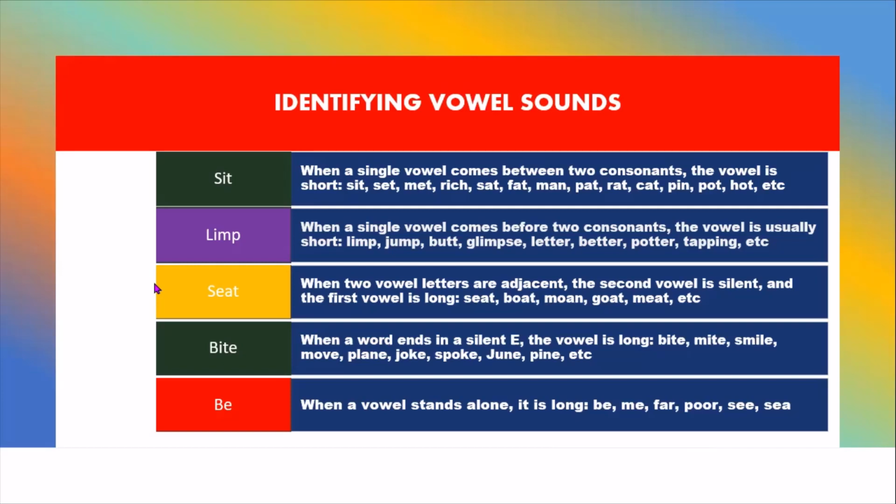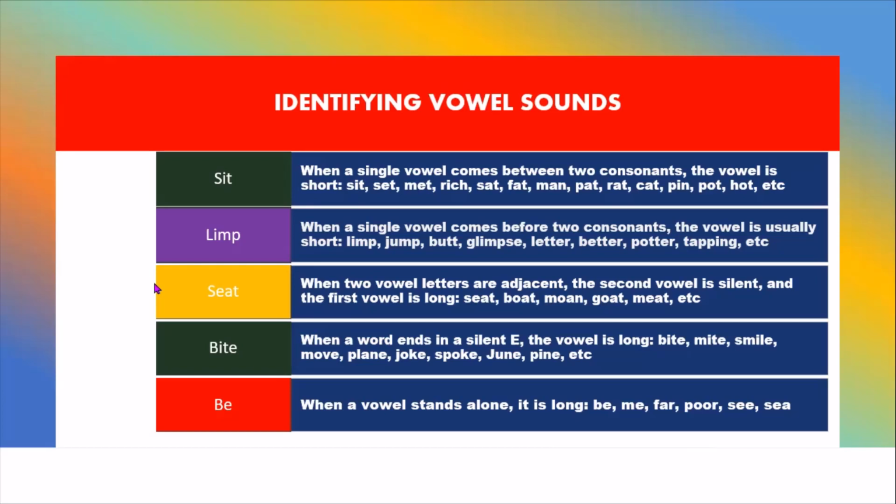Another rule: when a single vowel comes between two consonants, the vowel is usually short, as you have in limp. You have the I, which of course is shortened because of the two consonants that come after the sound, MP. So you have limp. Other examples are jump, but, glimpse, letter, better, potter, tapping, etc.